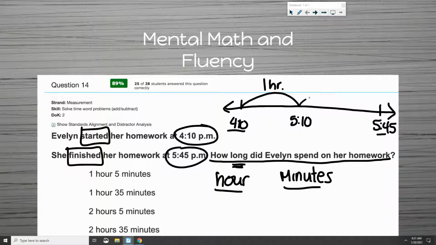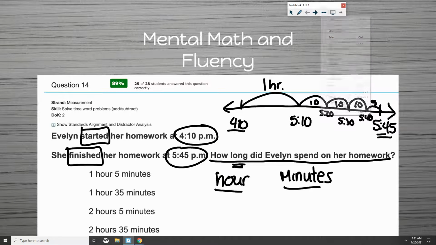So I'm going to go 10 minutes, and that's going to be 5:20. Another 10 minutes will be 5:30. Another 10 minutes will be 5:40. And I'm going to stop here because if I go another 10 minutes, it's going to put me at 5:50, which is more than my end time. So to go from 5:40 to 5:45 is just 5 minutes.